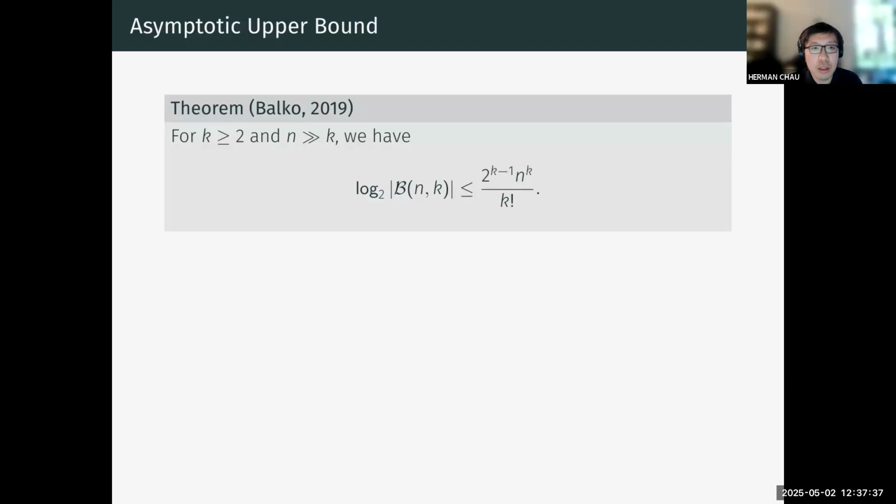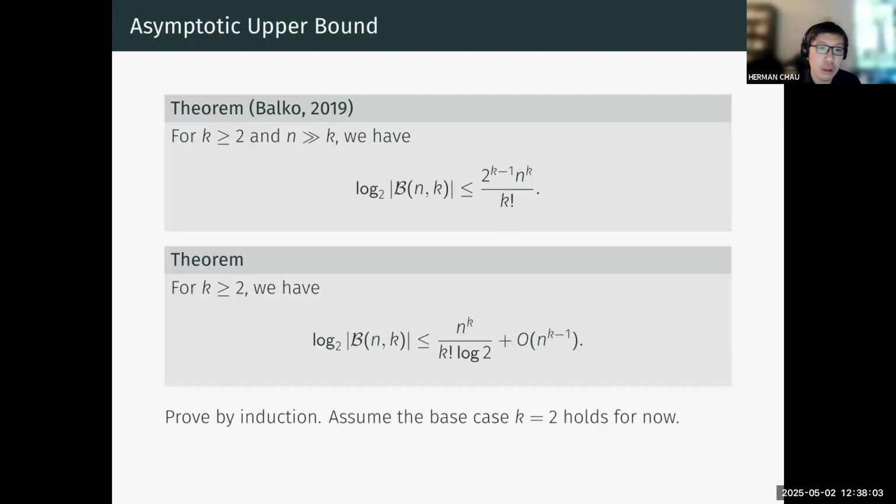Okay, so going into asymptotics, there's a paper by Balko that's fairly recent. And by considering the higher Bruhat orders in a slightly different context, he shows this asymptotic upper bound. Namely, if we take the log of B(n,k), then it's approximately bounded by n to the k times this constant, 2 to the k minus 1 over k factorial. What we can do is improve this upper bound, pretty much getting rid of the 2 to the k minus 1. And I guess we take a log 2 in the denominator instead.